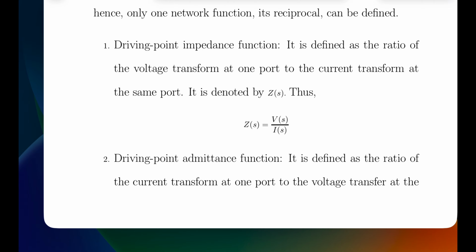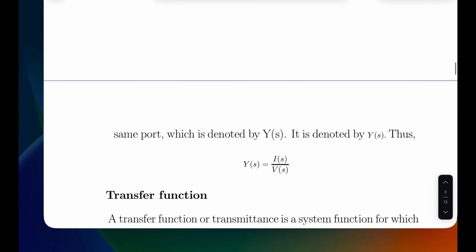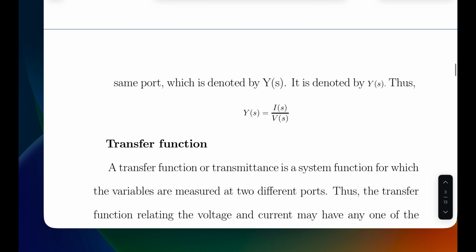Second is driving point admittance function. It is defined as the ratio of the current transform at one port to the voltage transform at the same port, and it is denoted by Y(s). Thus, Y(s) is I(s) upon V(s). I is the current, V is the voltage. So this is the reciprocal of resistance or impedance. So this is called admittance.